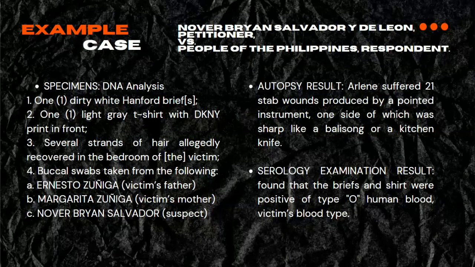And lastly, we have this example case. The case of Nover Bryan Salvador De Leon, the petitioner, versus People of the Philippines, respondent. So, this case shows the importance of the evidence. What happened here: Mr. Ernesto and Margarita Zuniga have three children, Marian, Mary Ann, and Arlene Zuniga.